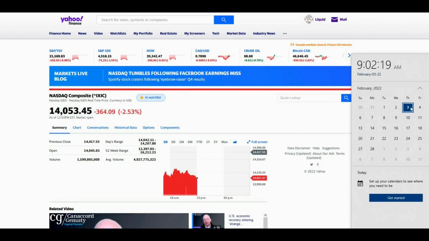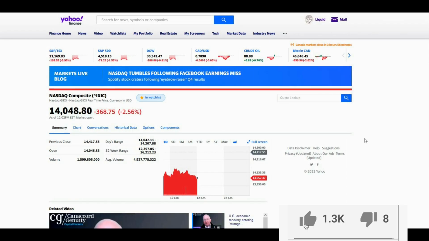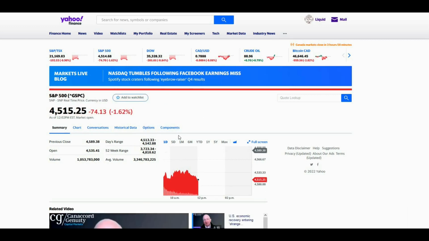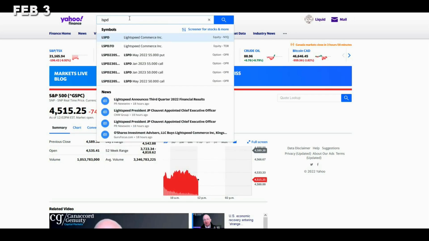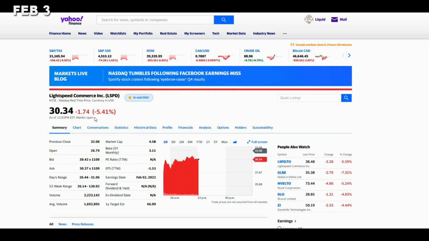This is the morning of February the 3rd, and the markets aren't doing well today. You can see the Nasdaq is pretty deep in the red. S&P 500 is also down. Let's look at Lightspeed. Yeah, down 5%. But you can see similar stocks over here, they're also down. So this tells me that it's not just Lightspeed that's doing badly today.